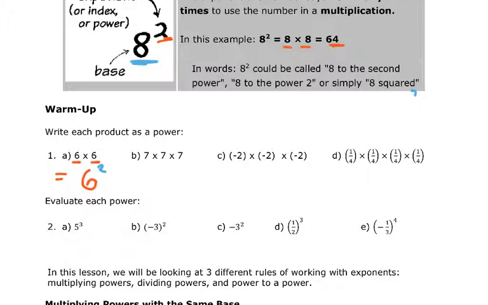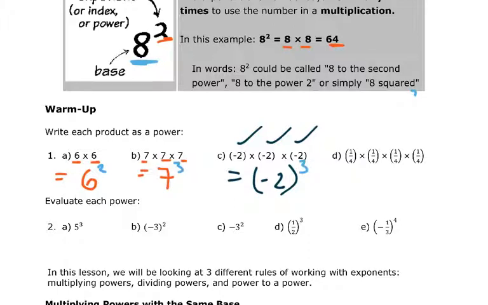Let's do the next one. Our base is going to be 7. 7 is being multiplied by itself 1, 2, 3 times, so our exponent is going to be 3. The next one, let's keep on going here. What is the number that all of these numbers have in common? It's -2. So -2 is being multiplied by itself 1, 2, 3 times, so we're going to put a little 3.